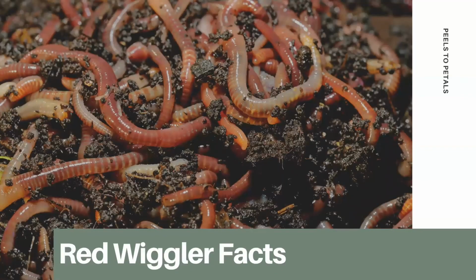Red wigglers are interesting worms. They actually eat their body weight in food every day. They don't have eyes, but they can sense the light. One worm can produce 99 hatchlings in just 11 weeks. And red wiggler worms can live up to 5 years.